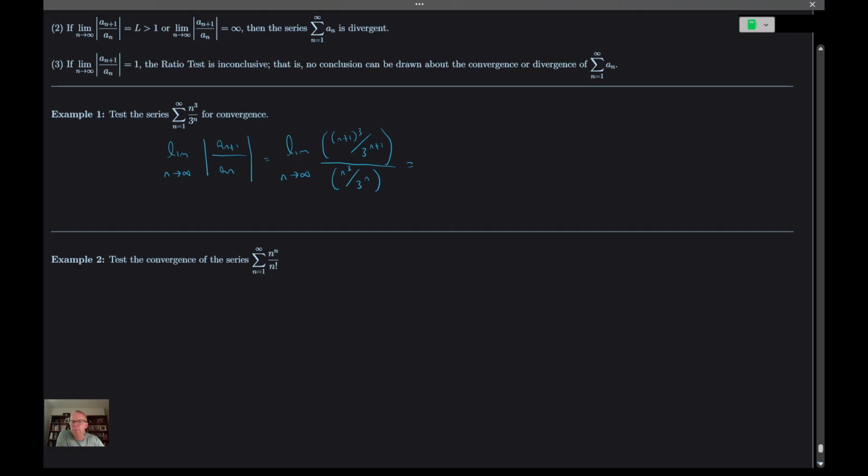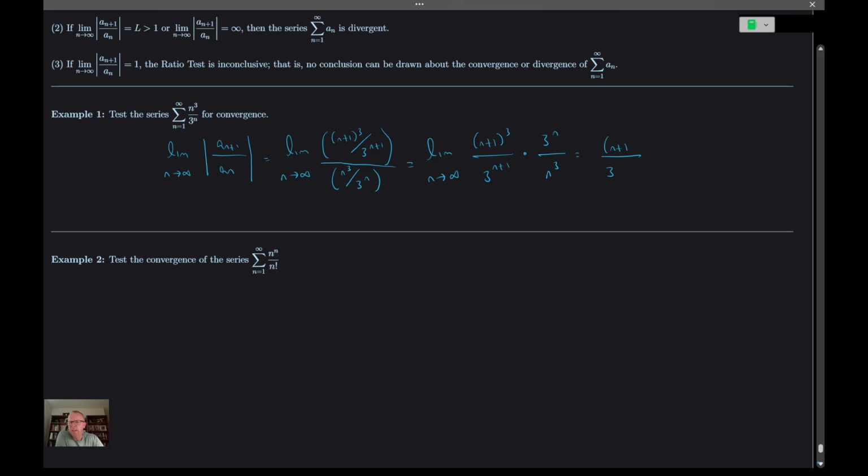And we're going to be able to simplify this quite a bit. The way I usually do these, when we're dividing fractions, is to bring this one to the numerator, flip it. So we have n plus 1 cubed over 3 to the n plus 1 times 3 to the n over n cubed. Now let's see what simplifies. 3 to the n over 3 to the n plus 1 is going to leave a 3 in the denominator. And then we have n plus 1 cubed over n cubed, and we can't really do much with that.